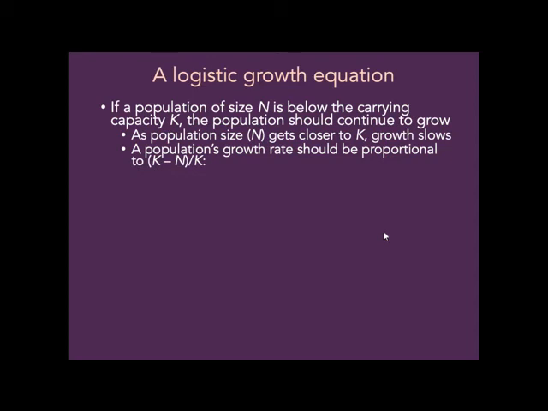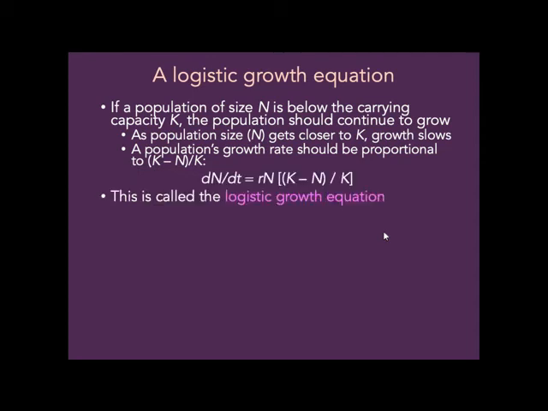If you have a population of size n that's below the carrying capacity, then you'd expect the population could keep on growing. But as the population size gets closer and closer to K, the carrying capacity, the growth is going to slow down. So the population's growth rate should be proportional to a particular calculation, K minus N divided by K. The rate at which a population can grow isn't just r times N, but r times N times K minus N over K. That's called the logistic growth equation. It's an equation that takes into account the effect of other individuals being around.